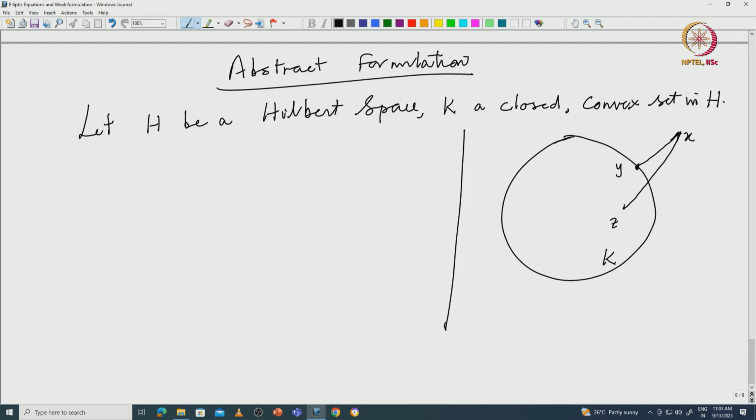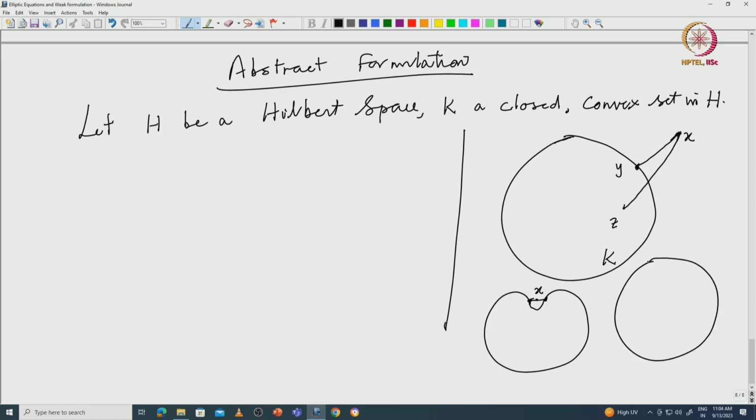This is R2. If K is not convex, suppose I have a set like this, then I can have a point with two minimum points. So if it is not convex, you may not get uniqueness. For example, if you have an annulus, this is not convex, this is your K, and look at your point X here, then all the points on the concentric circle are minimal points. So you have infinitely many solutions, here you have two solutions. So there is no uniqueness if K is not convex.